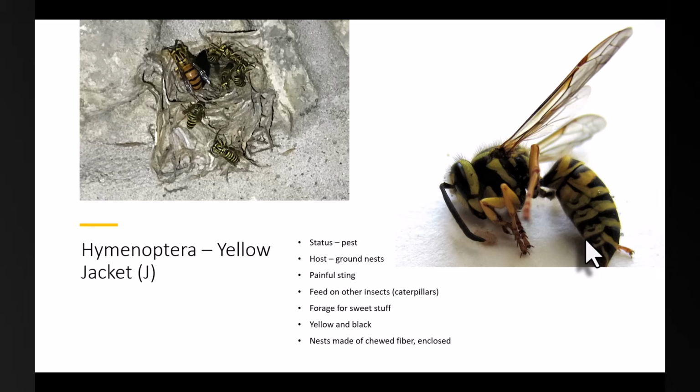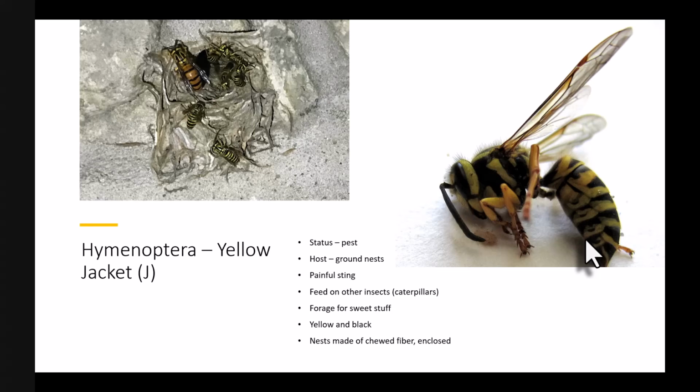These are considered a pest. The host for these is going to be the ground, but they will nest in any void. So this is behind a rock wall, and they found a hole that they're going to fill there. It might be a stump. It might be a hole in a tree. But primarily, they're found nesting in the ground.